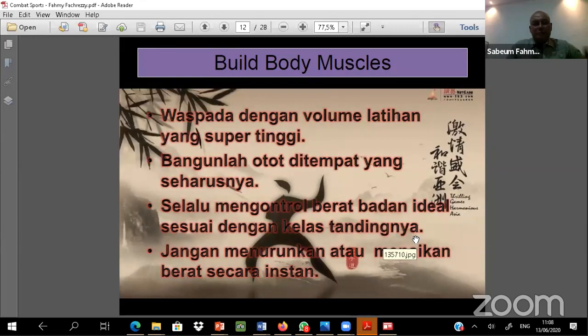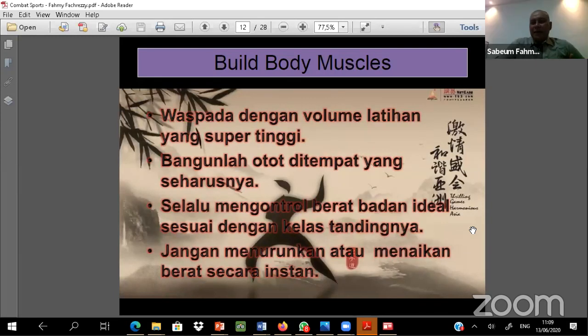Number 2, build your muscles where they should be. If you want good punching, you must train biceps, shoulders, triceps, and all the muscles for punching preparation. If you want good kicking, train your hamstrings, your quadriceps, and others. Include your core body. I still see on TV MMA or UFC fighters with no good body, no core, many fat. I mean, this is not a good situation.